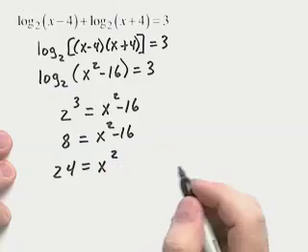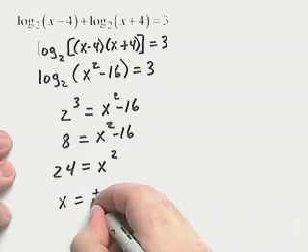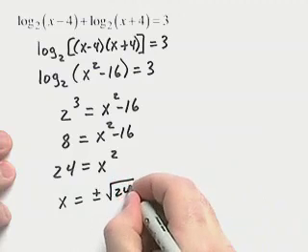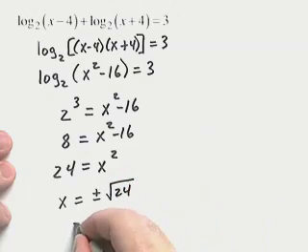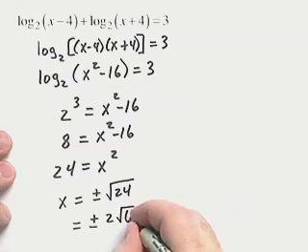So to solve for x, we take the square root of both sides. So we get x is equal to plus or minus the square root of 24. And we can simplify this radical as plus or minus 2 root 6.